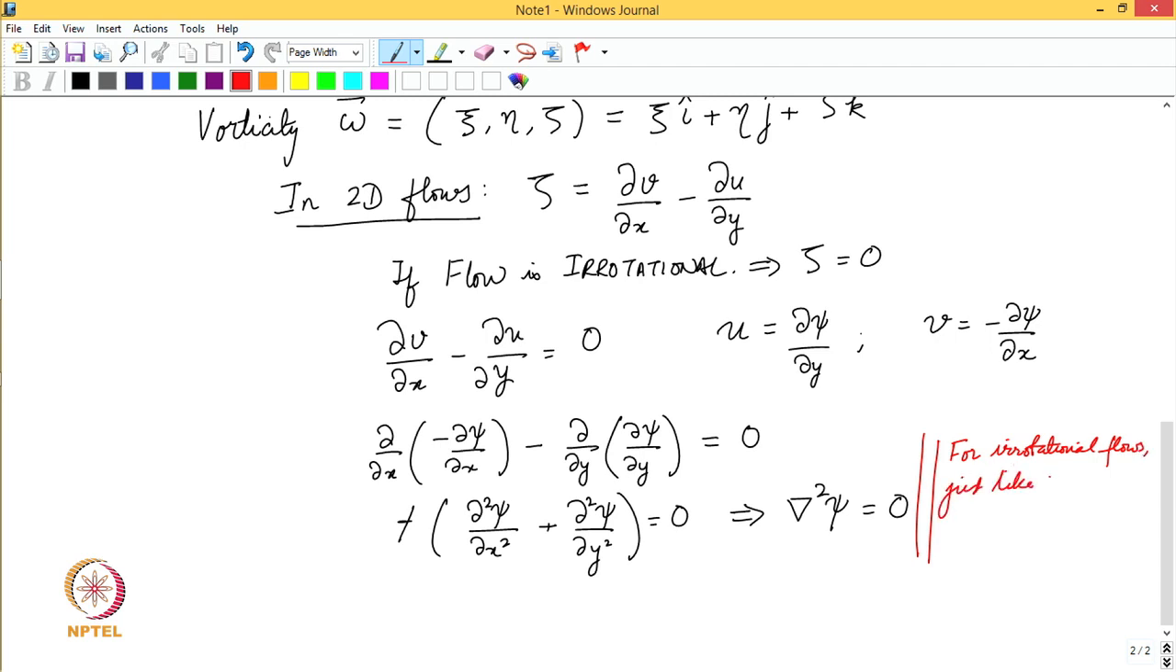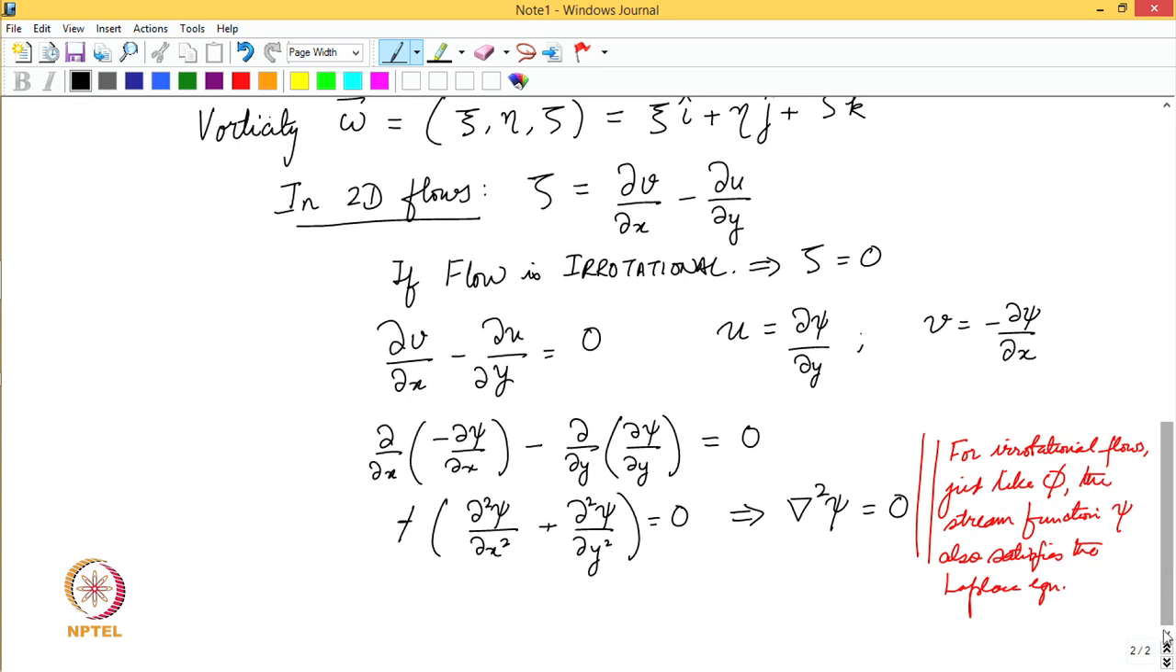Just like phi, the stream function, which is psi, also satisfies the Laplace equation. And this is going to be again a very important tool for us in the following lectures.